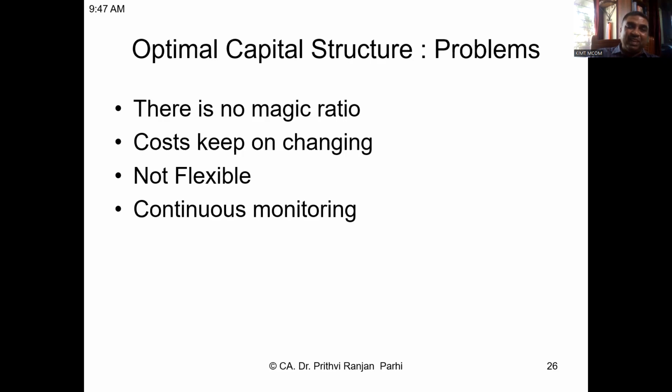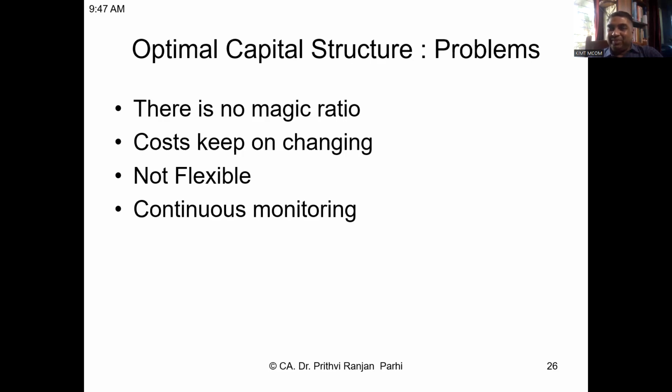Then the next problem is that the cost of each component keeps on changing. Debt cost is not constant. Equity cost is also not constant. And a good capital structure, optimal capital structure, largely depends on the cost, which is dynamic, which keeps on changing. So every time you have to assess, at this cost of capital, what is the optimal capital structure?